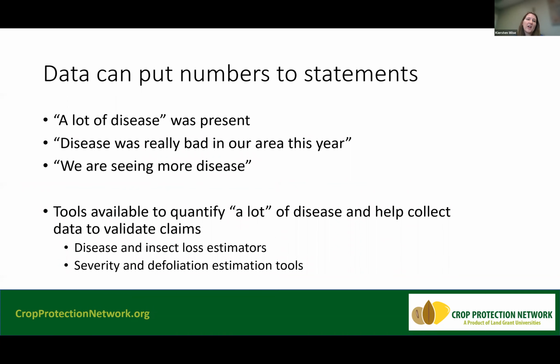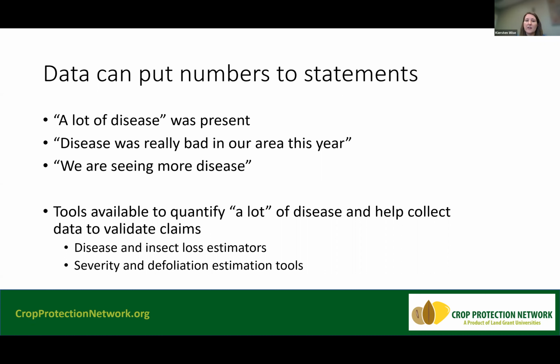And so I hope I made a case for why some of these tools can put some numbers to these statements, but there's one more that I want to emphasize as I finish up here. We talk about the disease and insect loss estimators, and that gives us a broad overview of how these things are influencing the impact. But I also want to talk about it at the field scale, because we do have some tools that can help with estimating severity.